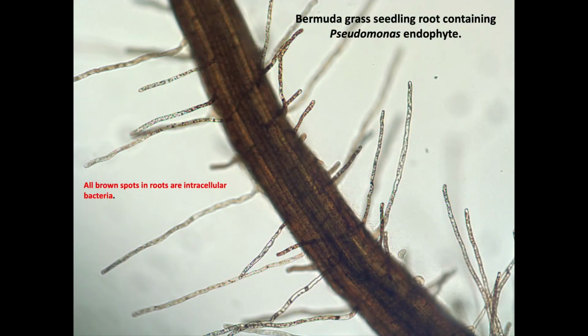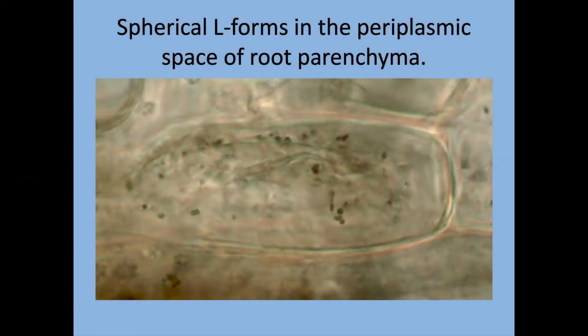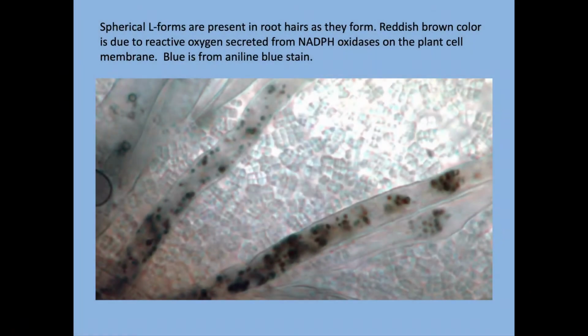Okay, this is part of the root, and you look at this root, you see all these brown dots in there. Those are all the microbes inside those root cells. And you see these brown dots out here, those are all the microbes inside the root hairs. So there's lots of microbes in those roots. Okay, this is a close-up of a root hair, and you can see the microbe protoplasts in there, the brown staining. And that's from a Bermuda grass seedling.